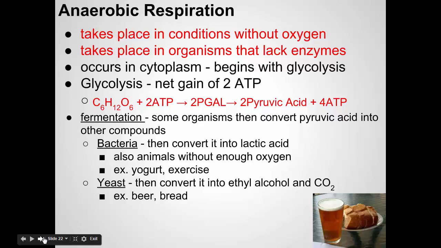But why did I say here that it's a gain of 2 ATP molecules? Caleb? Because it starts with 2. Yeah, because it takes 2, you have to put in 2, and then you get 4 back out. And so the net gain is you gained 2 ATP molecules. So you gained some energy. Okay? And that's the process.